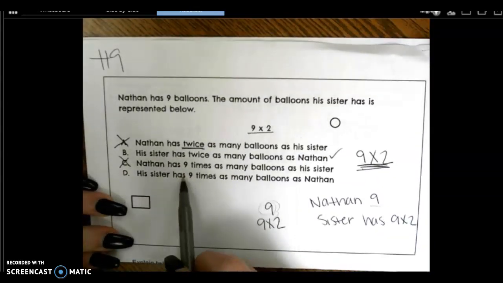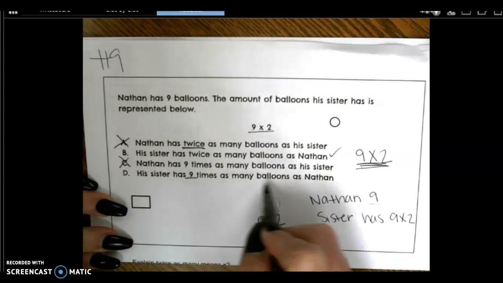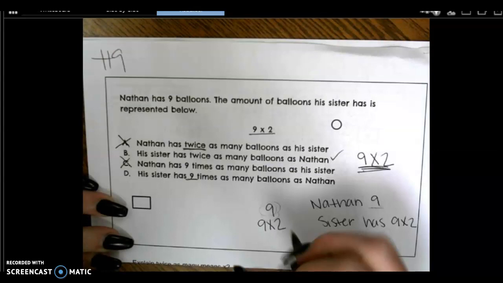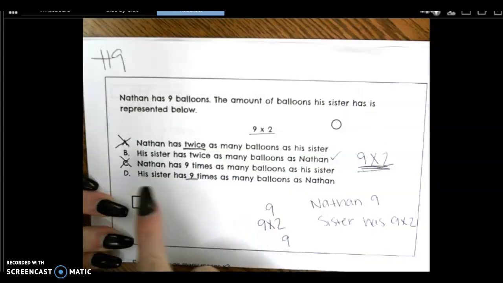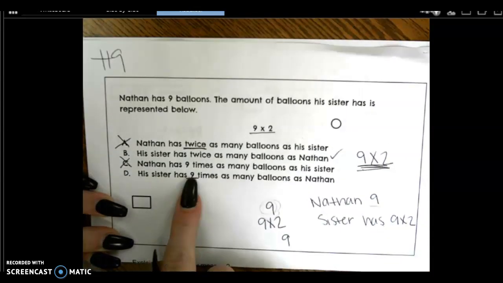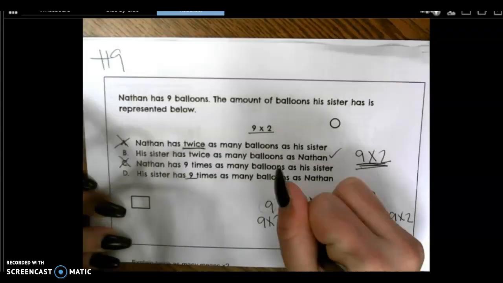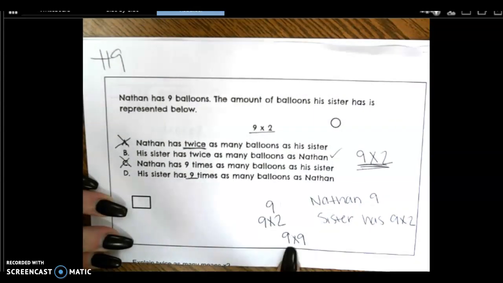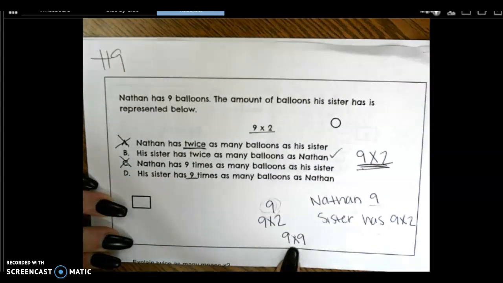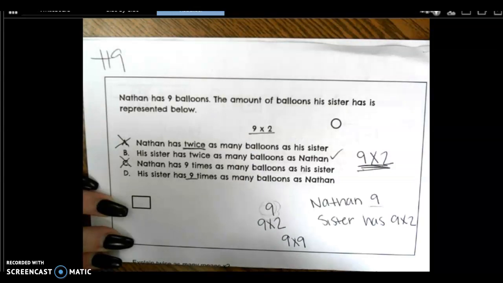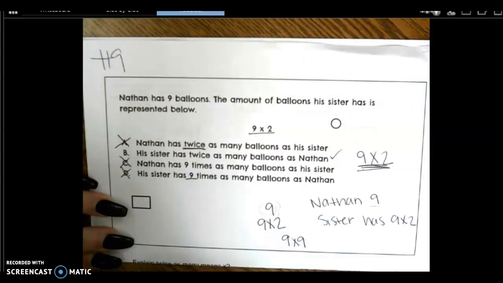D. His sister has 9 times as many balloons as Nathan. Boys and girls, what would that look like? So if Nathan has 9, and here it says his sister has 9 times as many balloons as Nathan, so 9 times as many balloons. Does 9 times 9 equal 9 times 2? No. So we know that D is incorrect. So if you got B, you're right.